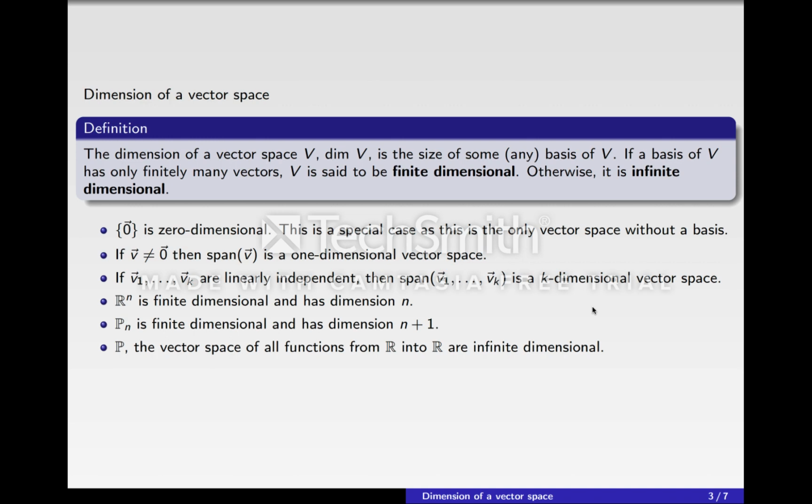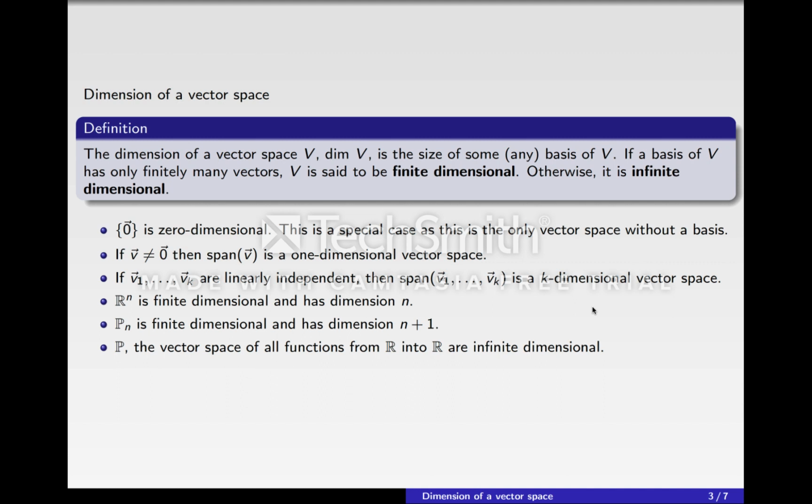Okay, other than the zero vector, if you take any non-zero vector, call it v, look at the span of v, then that's a one-dimensional vector space, and a basis for that is v. Just a basis of size 1.